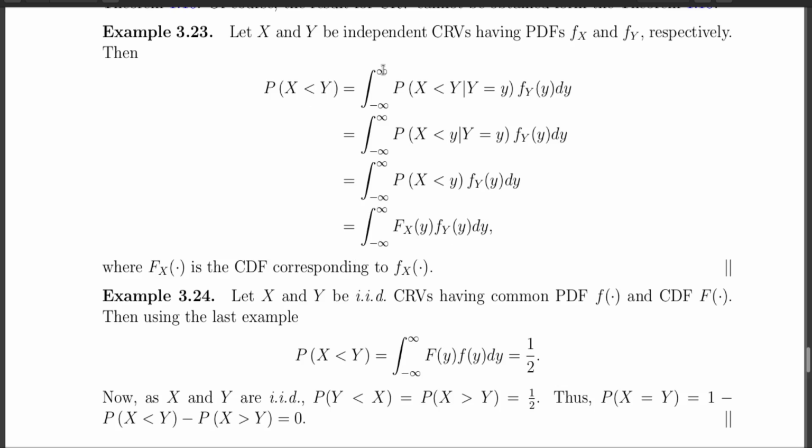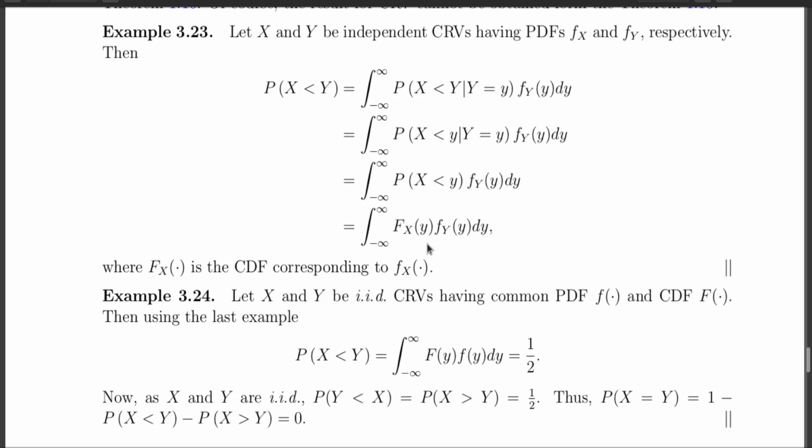Okay, so let us now use this example 3.23 in example 3.24. In example 3.24, we have taken that x and y are IIDs. So that means both the density functions are the same. So I can now write the probability that x is less than y as the integration from minus infinity to plus infinity of f of y into the density function of y, dy.